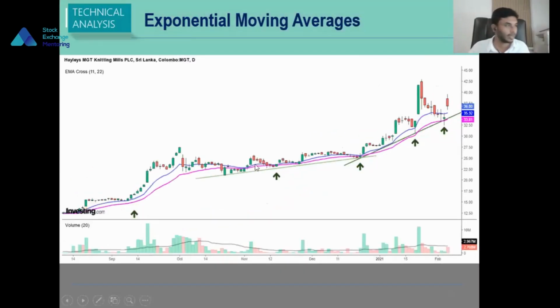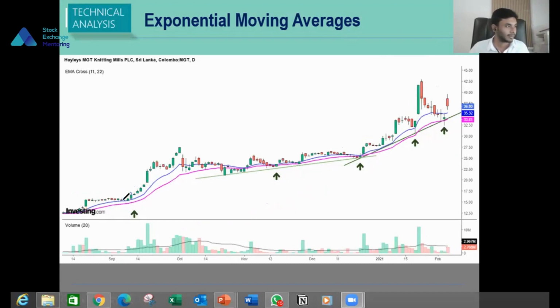Haley's MGT again. You can see how our short-term moving average, the blue line, is above the purple line, and you can see multiple trade opportunities, and the volumes are increasing with that trend direction. That shows the trend is continuing in that way. Then I have used a trend support line, where as long as our short-term moving average is above the long-term moving average, it's a benefit for us.